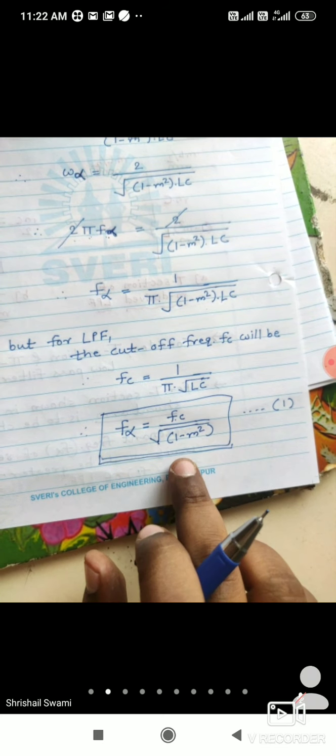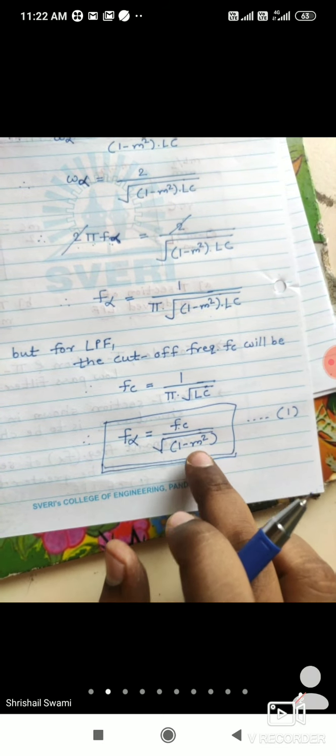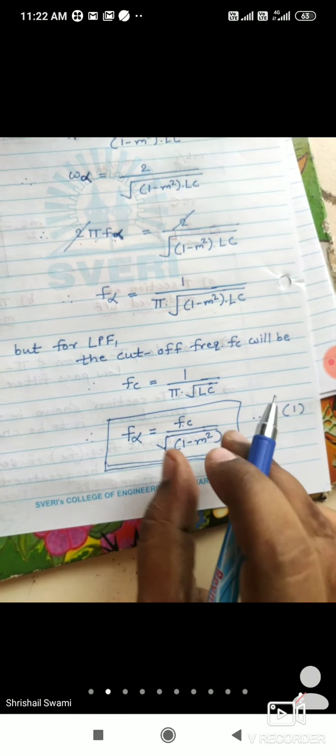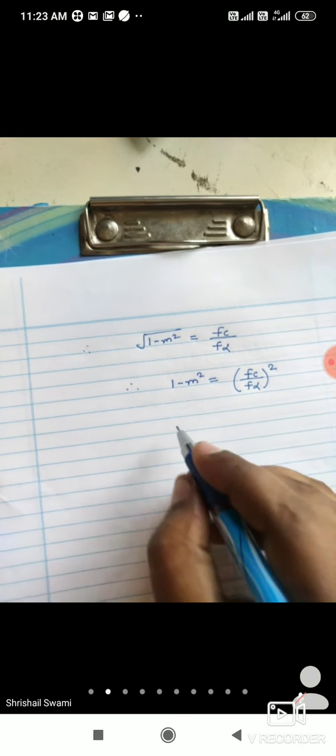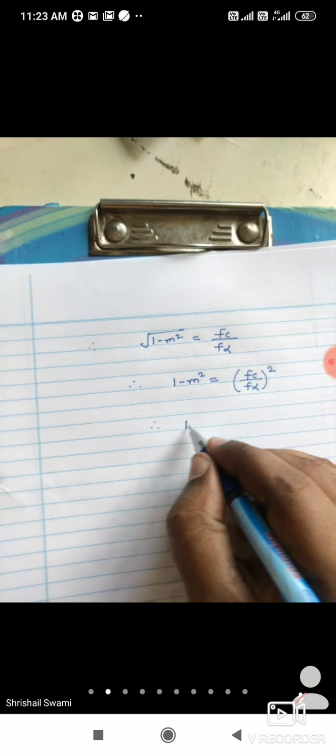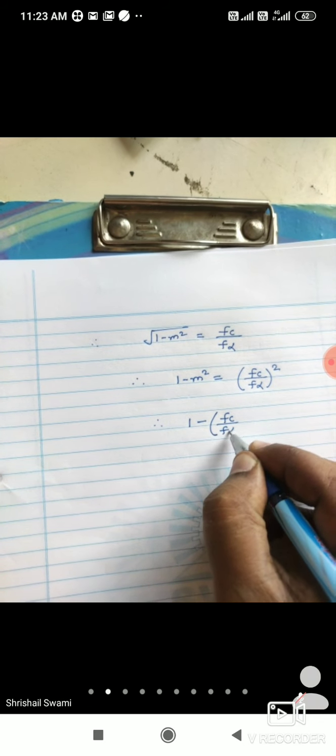If you want the expression of m, we will have to make a little modification. You will have to take this term here. So what will be the new formula for getting the m expression? So make the changes here. Now if you take it like this, under root 1 minus m square is equal to fc upon f alpha. So take the square on both hand sides. You will get 1 minus m square is equal to fc divided by f alpha bracket square. So I want the expression of m square, meaning 1 minus fc divided by f alpha bracket square is equal to m square. Then now take the square root.